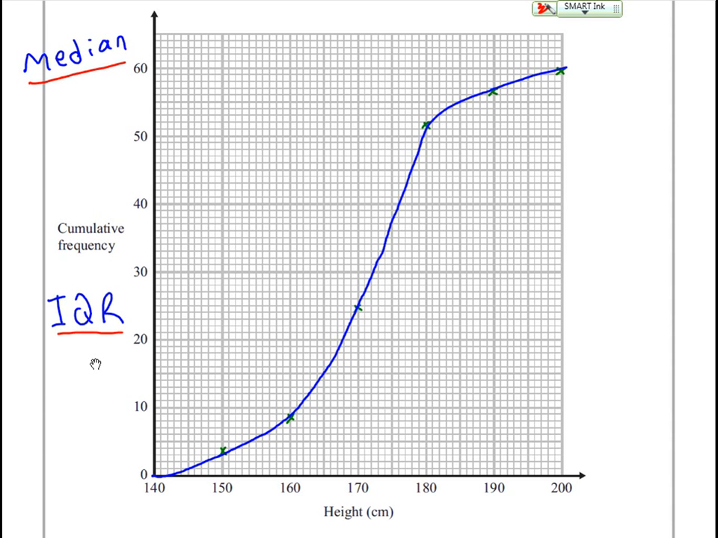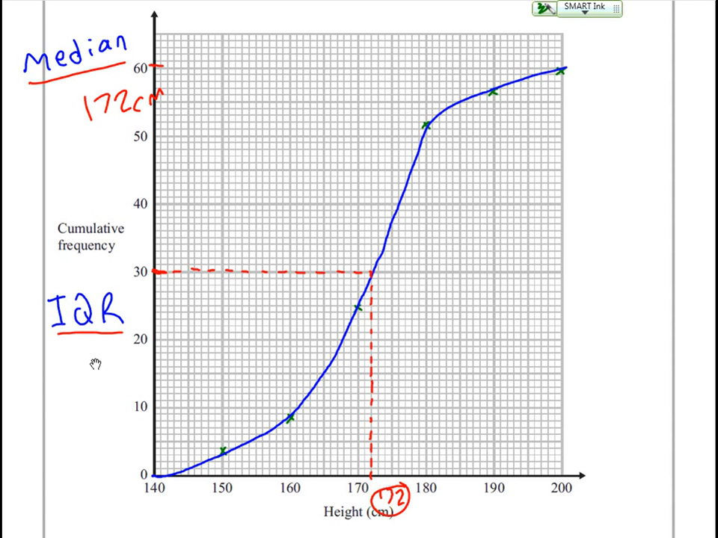The median is the middle value. Now, if you have 60 people in total, the middle value is going to be at 30 people when you've added up all those, okay? So, you go to 30, and you go down, and your median, if you read off the scale, is going to be at 172. So that's your answer. For median, 172.